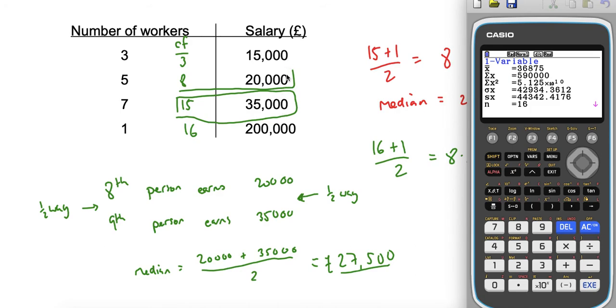So is that really a good measure of the average salary in this factory? If the mean is telling me it's £37,000, well, 15 out of 16 earn less than that. Whereas the median is 27,500. Now, no one actually earns 27,500, but half the people earn less than it, and half the people earn a bit more than it. And actually, I would argue that 27,500 is a more realistic salary expectation for most people in this factory than 37,000.